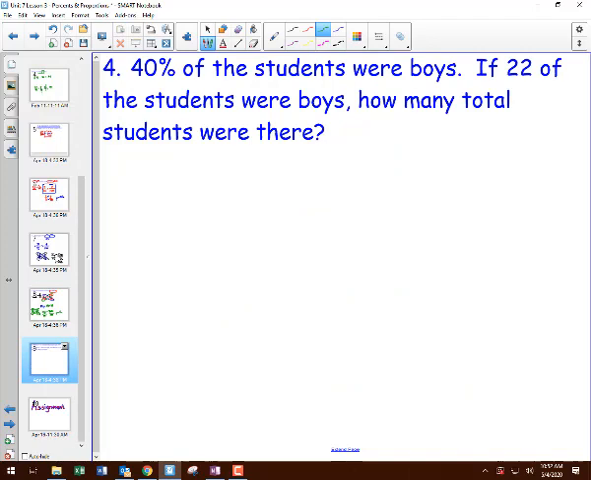Okay, word problem. We're still doing the same thing, guys. We're still going to try to find the part, the whole, and we're going to use the percent out of 100. All percents are out of 100. All right. 40% of the students were boys. If 22 of the students were boys, how many total students were there?